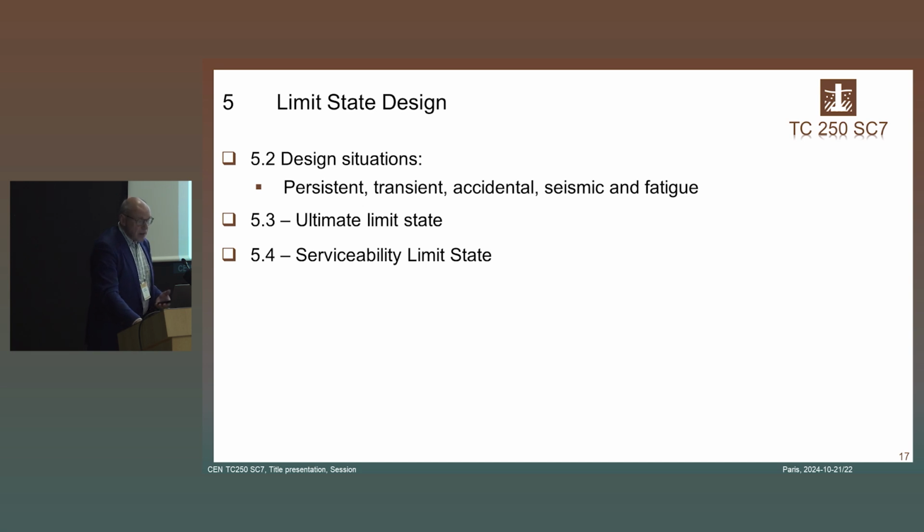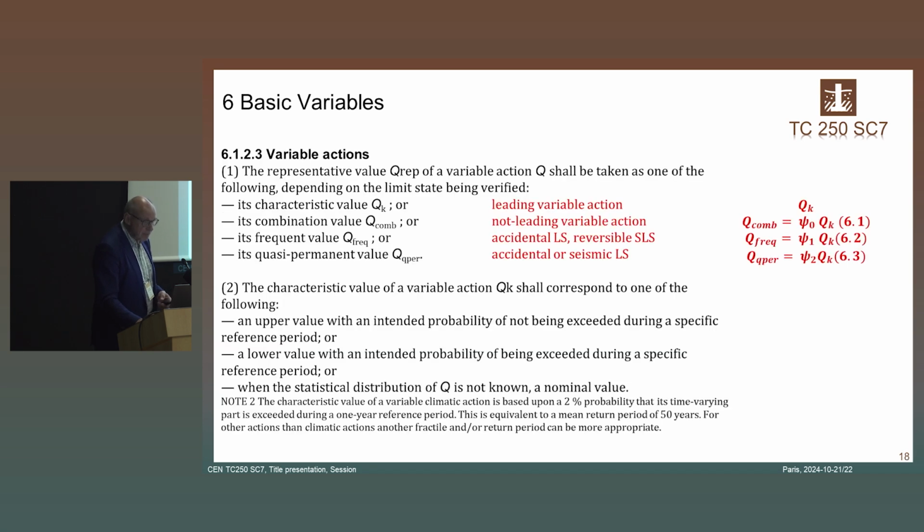Limit state design, nothing new. We talk about design situations: persistent, transient, accidental, seismic and fatigue. General principles about ultimate limit state and serviceability limit state. And then we come to the actions, basic variables, variable actions. Here the definitions are given for the various actions. The characteristic value, Qk, is actually the leading variable action. A combination value is a second variable action together with the leading one. We call that the combination value, and that's a factor psi, a reduction factor, times the characteristic value.